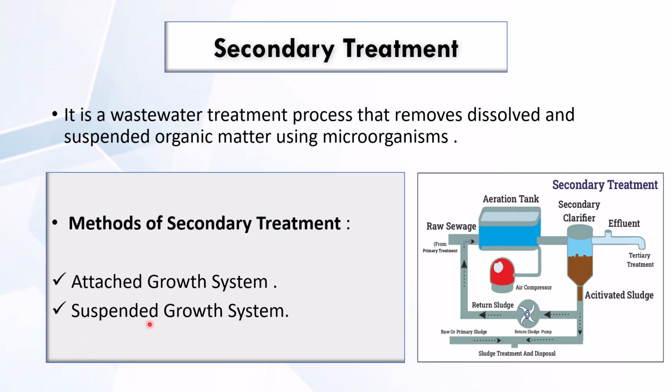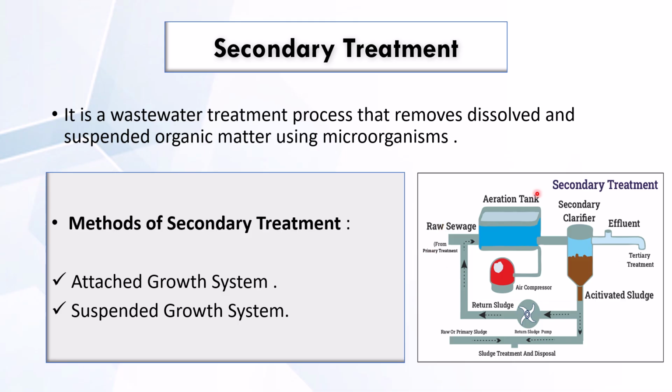And the next is the suspended growth system. In this, the microorganisms are suspended and mixed with the wastewater, meaning there is no media for the microbes to attach to. Basically, they are mixing with the wastewater, and the entire biomass is in suspension and is treated in aeration. The example of this suspended growth system is the activated sludge process.